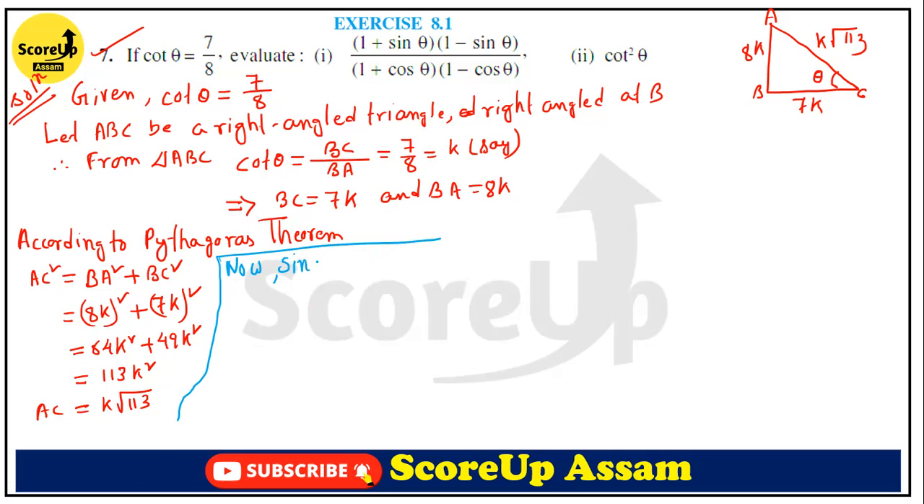So now sin theta is equal to perpendicular by hypotenuse. The value of perpendicular is 8K. Hypotenuse is K root over 113. So ultimately it will be 8 by root over 113. And what is the value of cos theta? Value of cos theta is B by H, that means 7K by K root over 113. So ultimately it will be 7 by root over 113.